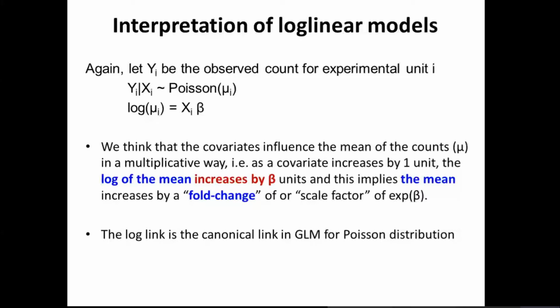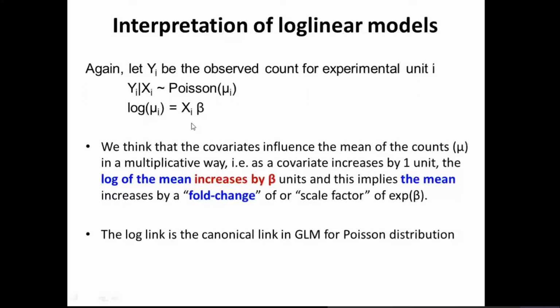So here yi follows a Poisson distribution with mean mu i. The logarithm of mu i is equal to xi beta, which has been put in matrix notation. That means xi beta is the short form of beta naught plus beta 1 x1 plus beta 2 x2 plus beta 3 x3, and so on up to beta k xk.